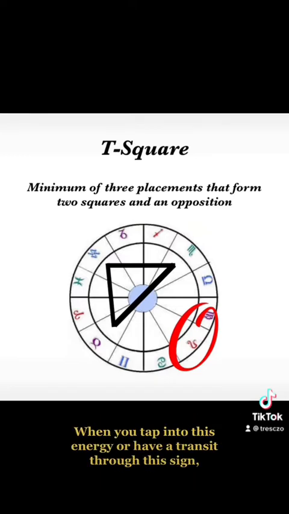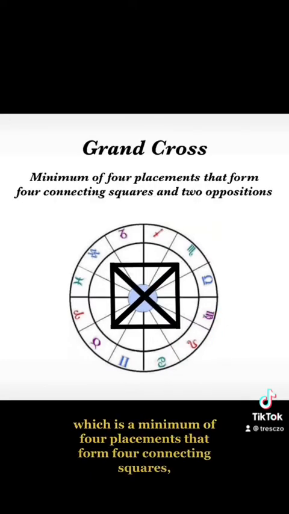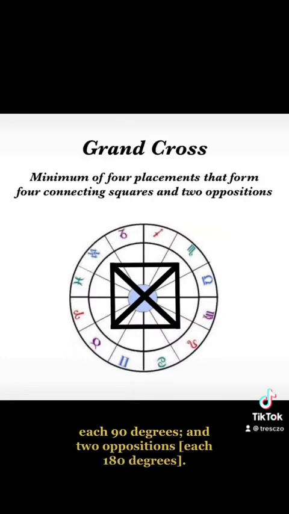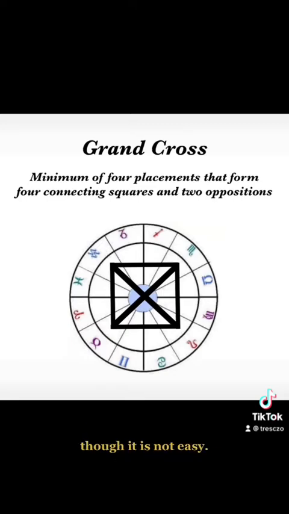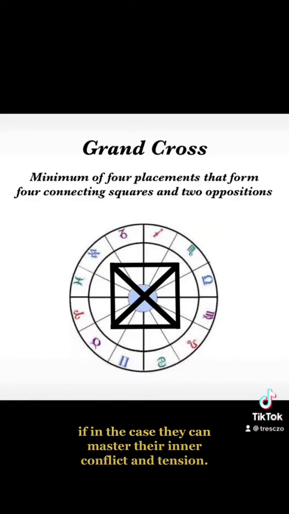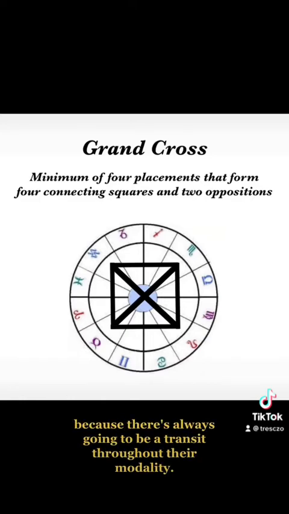energy. When you tap into this energy or have a transit through this sign, you'll have a Grand Cross, which is a minimum of 4 placements that form 4 connecting squares, each 90 degrees, and 2 oppositions. The Grand Cross gives energy throughout a modality, though it is not easy. These individuals are able to achieve success if they can master their inner conflict and tension. This may happen frequently because there's always going to be a transit throughout their modality.